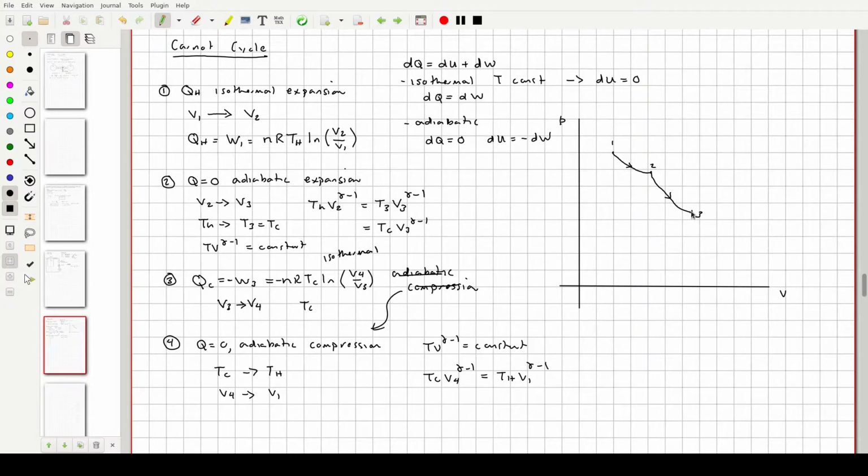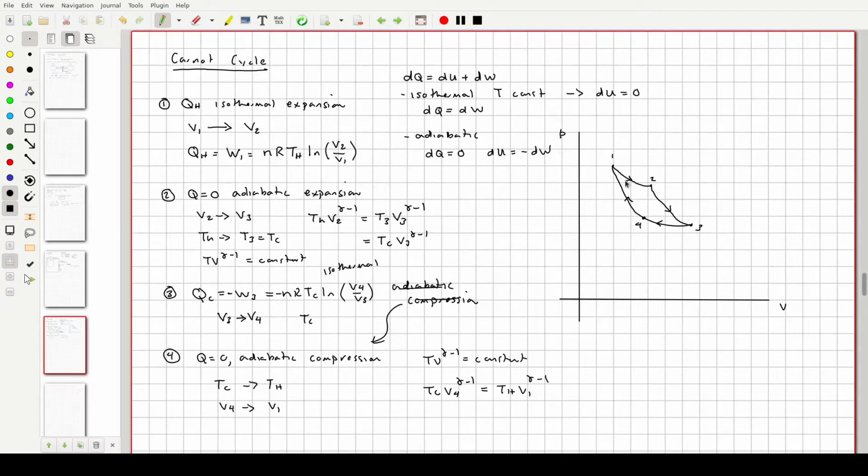So anyway, what happens is we go from here to step 4, and then we compress adiabatically, like that, back to 1. So it's a closed loop. So what that means is my change in internal energy overall is going to be 0.